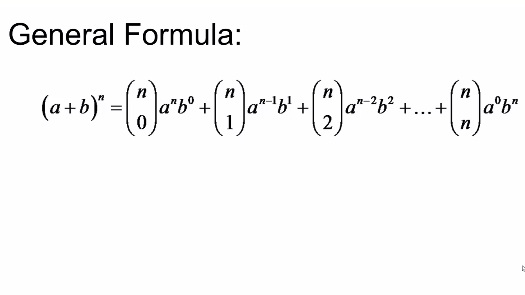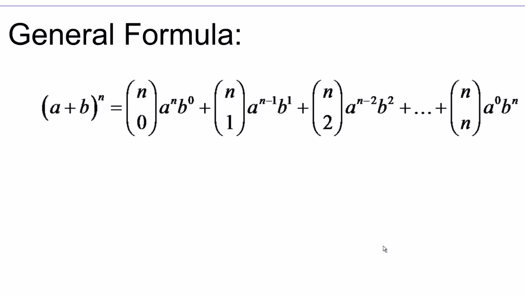The first variable, a, will start with an exponent that is n, and then for every term we'll decrease the exponent by 1. So the second term will have a to the exponent n minus 1, the third term will have a to the exponent n minus 2, and so on all the way until it gets to the last term, where the exponent on a will be 0. Finally, b will work just the opposite of how a did, where it starts with an exponent 0, and every term thereafter will increase the exponent by 1 until it gets to the last term, where it's the exponent n.